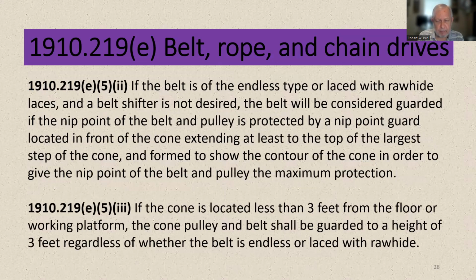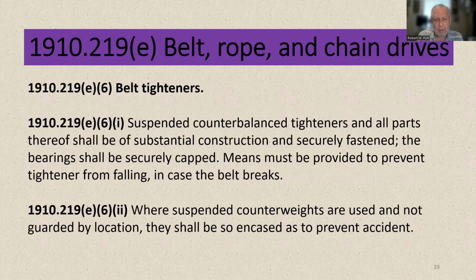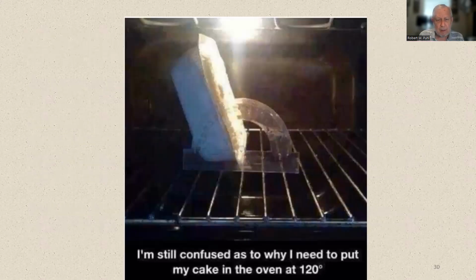And then if the cone is less than 3 feet from the floor working platform, the cone, pulley, and belt should be guarded to a height of 3 feet, regardless of whether the belt is endless or laced with rawhide. Not sure what that means. Belt tighteners. Heck, I'm still confused with why I need to put my kick in the oven at 120 degrees. So that's why you say 120 degrees to an engineer. It might be different than 120 degrees to a chef.